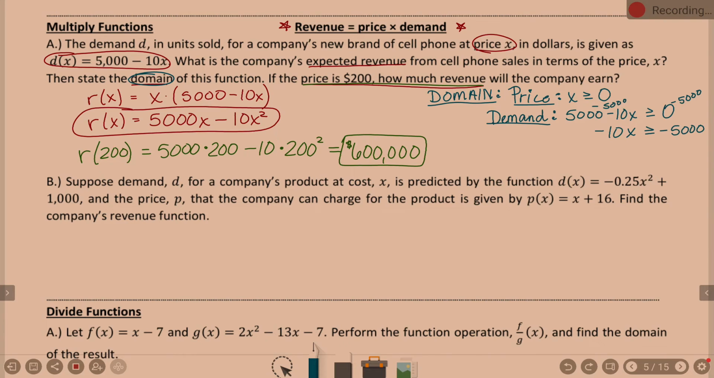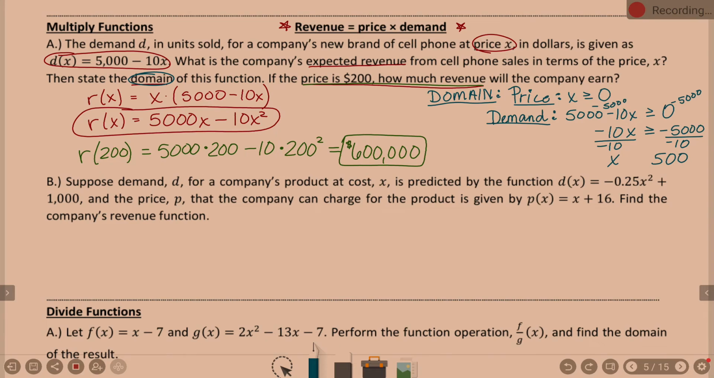Okay. In my case, I'm going to divide by negative 10. If you went the other way, you're dividing by positive 10, yes? Negative 10x divided by negative 10 is x. Negative 5,000 divided by negative 10 is 500. What's the catch? Why did I choose to come this way? Because you don't have to switch your sign.